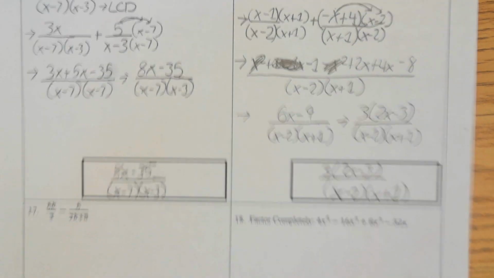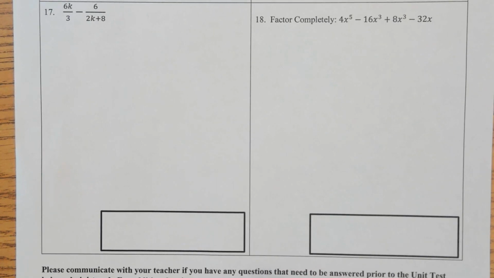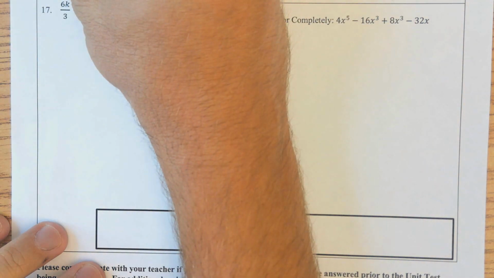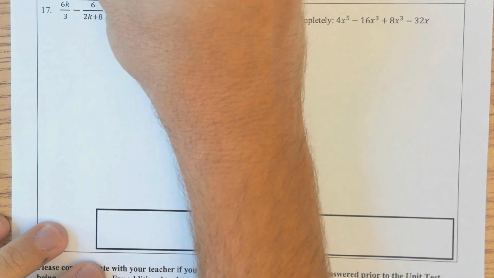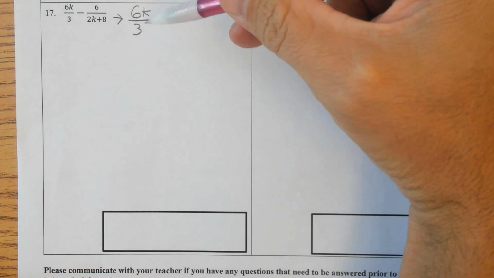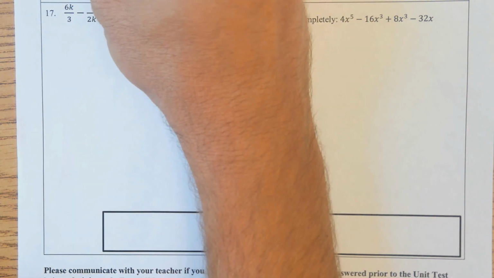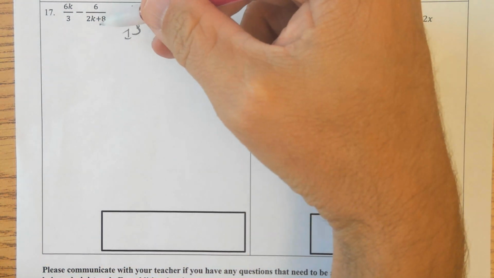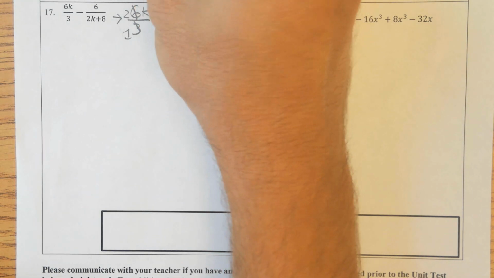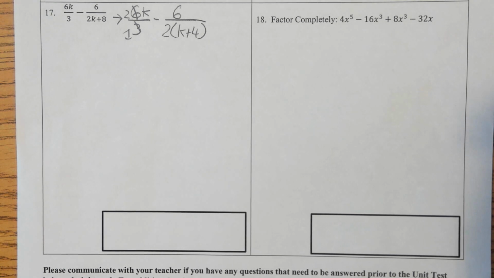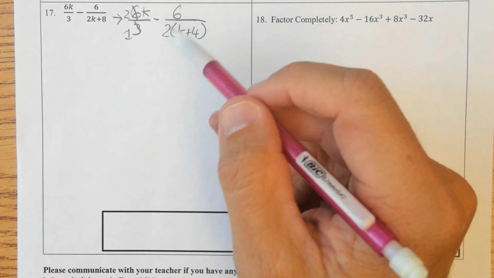Okay, this next one here. Before I even think about a least common denominator, I want to go ahead and factor and see if I can simplify these rational expressions one bit at all here. Okay, so 6k over 3, that can be simplified, right? Because that's a monomial over a monomial. What is 6 over 3? Just 2 over 1. Okay, minus 6 over, I can factor out a 2 here. 2k plus 4, which then look what happens here too. What is 6 over 2?